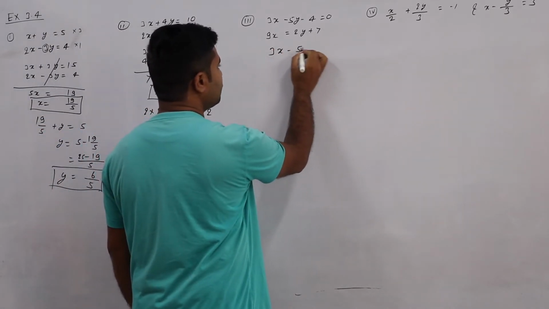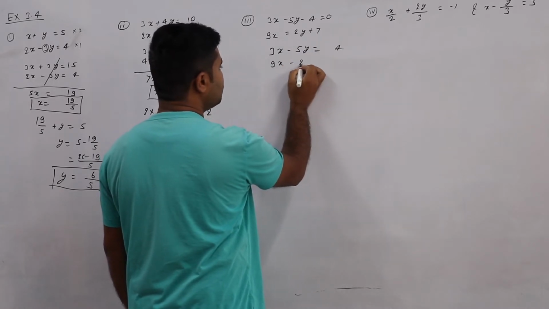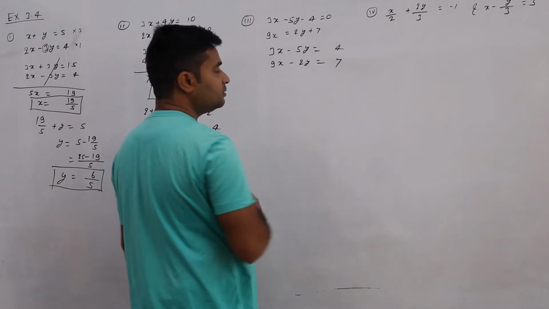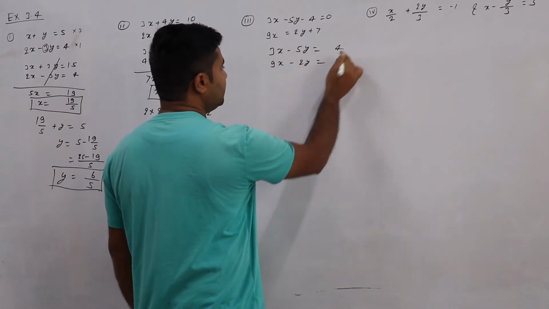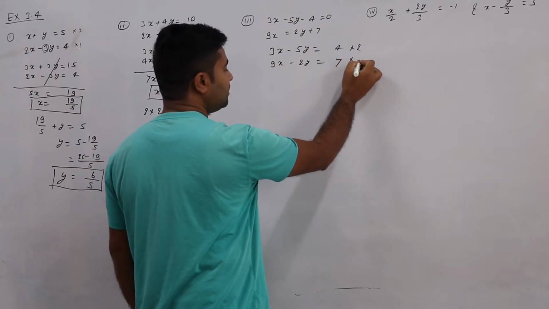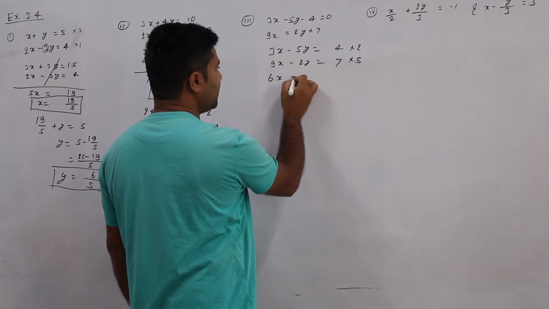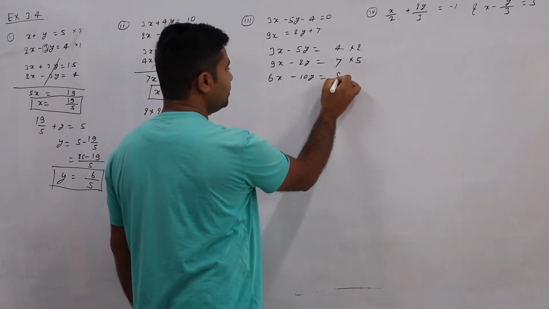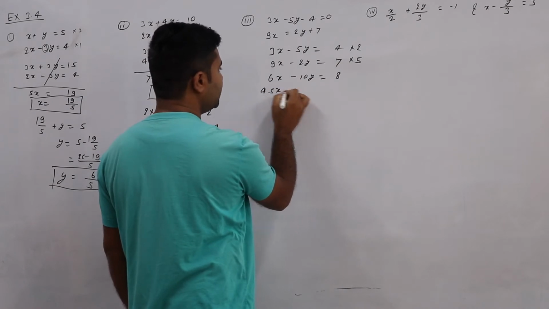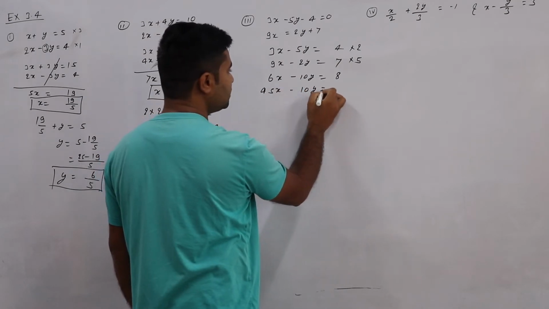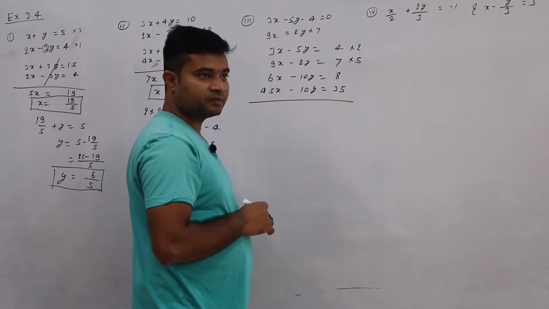See, this one rearrange first. 3x minus 5y is equal to 4 and 9x minus 2y is equal to 7. Just rearranged. Now we should cancel this y. So here multiply by 2, here multiply by 5. So 6x minus 10y is equal to 8. Now 9 fives are 45x minus 10y is equal to 35.